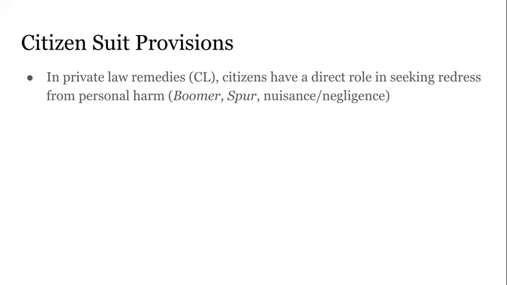Now, I should say, there are public nuisances, right? So we talked about that in nuisance, right? There are public nuisances, and government can bring forward public nuisance claims on behalf of citizens. But generally speaking, in private law remedies, it is the citizens that have a direct role in seeking redress from these personal harms. In public law remedies, they're different, right?